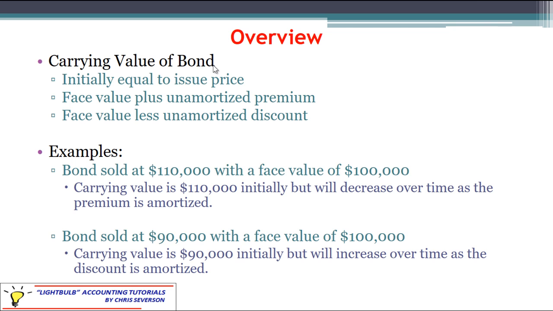Now let's take a discount example. The bond is sold at $90,000, which is below the face value of $100,000. The carrying value is $90,000 initially, but it will increase over time as the discount is amortized. Again, it'll get closer and closer to the actual face value.